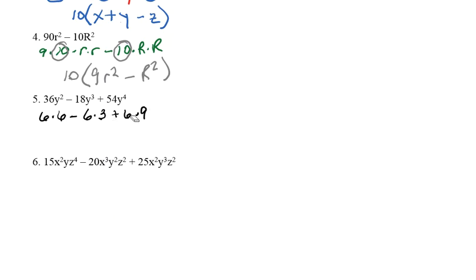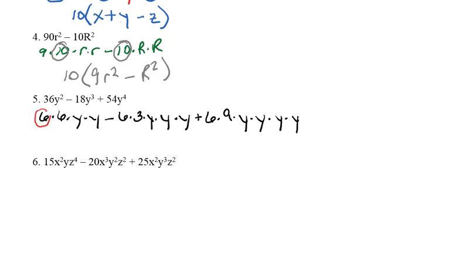Now, what I should have done is put my letters in there. I kind of forgot them. So the first one has 2 y's. The second one has 3 y's. And the last one, 6 times 9, has 4 y's. Now I started this by noticing that 6 went into all of them. So they all do have a 6. Here's 1 y. They all have another y. At this point, the first term doesn't have any more y's, so I can't take any more out.